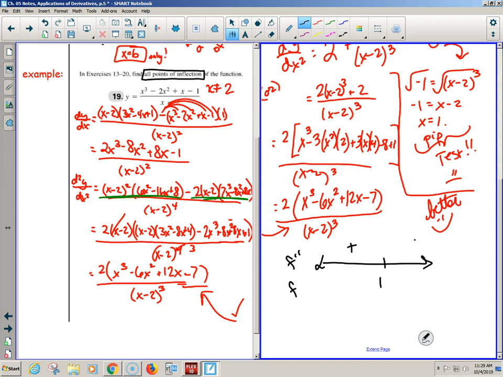Let's plug in 0 again. 0 is a negative cubed, which is a negative, and that's a negative and a negative. That's a negative cube is a negative, positive. Did anybody find a sign change? Am I just being silly again?